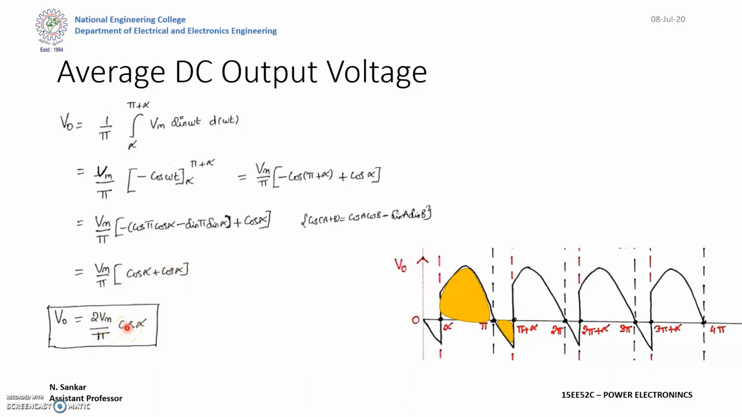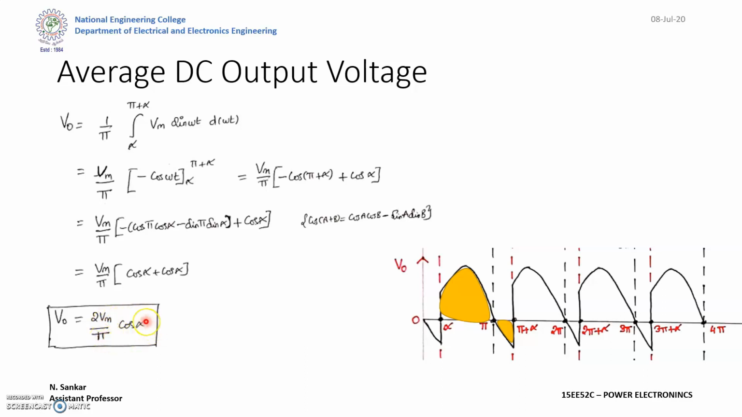So this is the expression for your average DC output voltage. Note that 2 Vm by pi is a positive value. Whether the output is positive or negative is decided by cos alpha. If I substitute alpha equal to 0, the value will be 2 Vm by pi.